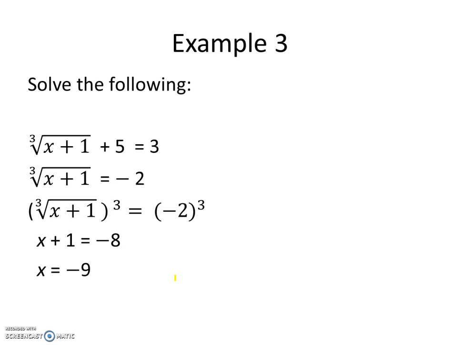On example 3, they ask us to solve the cube root of x plus 1, plus 5 equals 3. The first step is to move the 5 over to the other side of the equation by subtracting 5 from both sides. We find that we have the cube root of x plus 1 equals negative 2. Then we cube both sides of the equation, and when we do that, we get x plus 1 equals negative 8. Subtracting 1 from both sides, we get x equals negative 9.